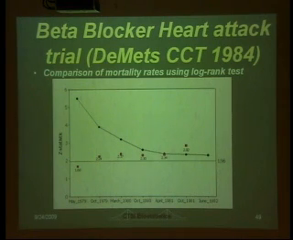Here's an example. This is the Beta-Blocker Heart Attack Trial. This is an example published in 1984. The primary comparison was comparing mortality rates using a log rank test. So in May 1979, they conducted their test. They got their test statistic. It's a Z statistic here, and it was 1.68. In October of 1979, it went up to 2.24.